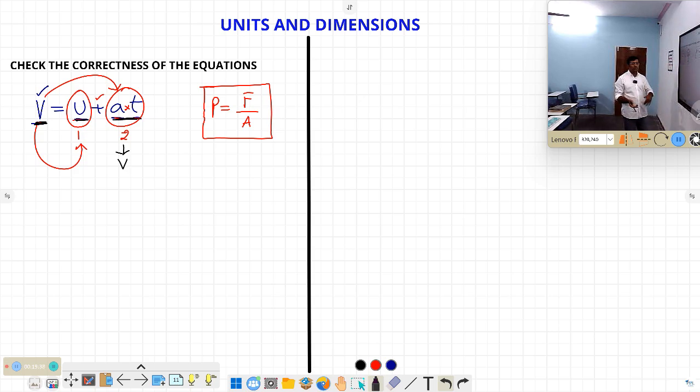Based on that, we can also solve some physics problems. Now we'll go to the procedure to check the correctness of the above equation. What is V? Velocity. Whenever you are doing this, the left hand side dimension must be equal to the right hand side dimension of each term. That is a compulsory condition.